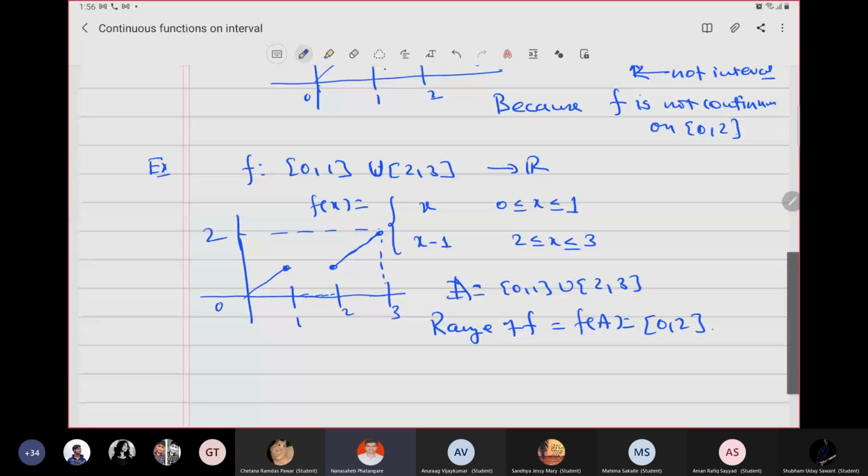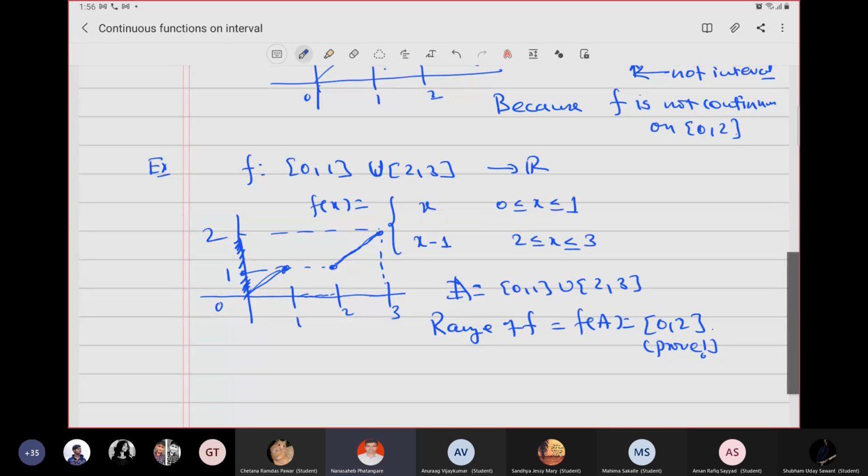And it will attain every value between 0 to 2. Can you prove this? It is not very difficult. It will attain anything between 0 to 1. It attains 1 at 1, and at 2 the value is 1, so it attains 1 again, and it attains everything between 1 and 2. So it attained everything between 0 and 1. It attains everything between 1 and 2. Also it attains 1, 0, 2. So the range is, even if the domain is not an interval, the range can be an interval.